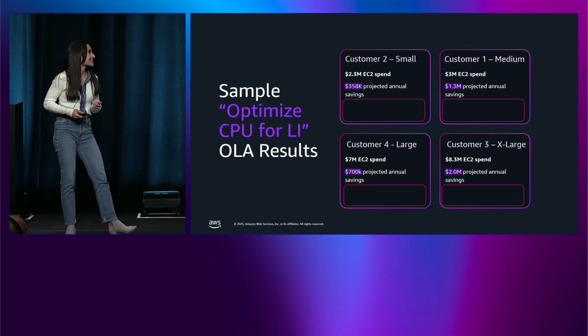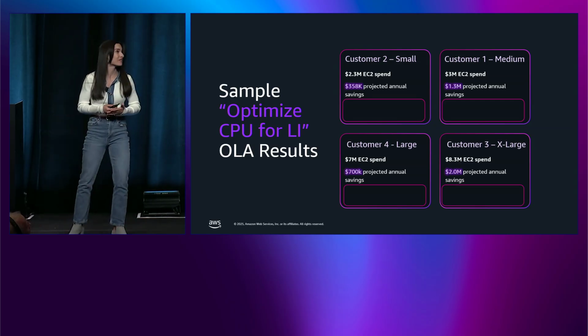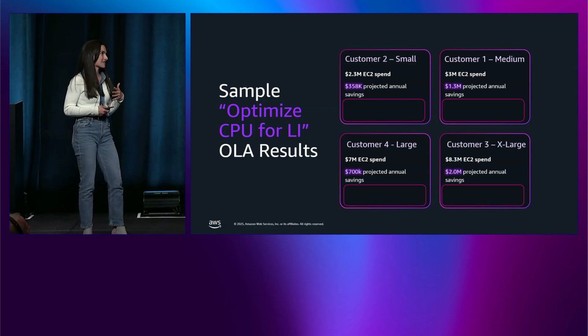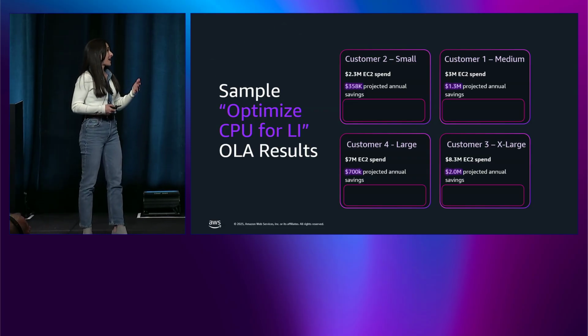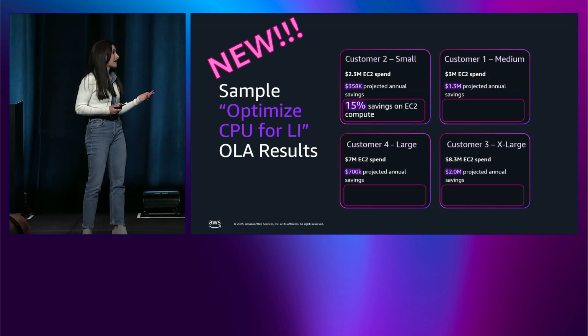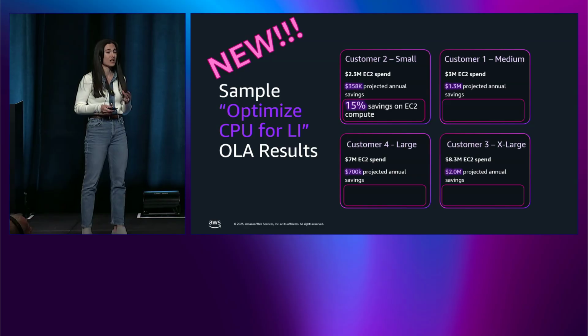Awesome. All right. So these are just a handful of results. Again, these savings are pretty preliminary since we just released the feature, but I tried to provide a range of customer sizes and sample savings. We have a customer with $2 million in EC2 spend. They had projected savings of 15% on their EC2 compute just from the Optimize CPU for License Included feature.